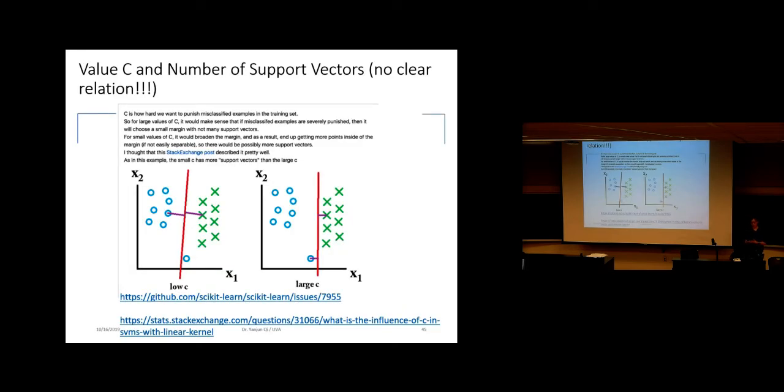Okay, so now the next question: is the C, which controls the balance of the error versus the margin size, related to the number of support vectors? But actually, no. Sometimes people feel like maybe the larger the C, the more support vectors, or the smaller the C, the fewer support vectors. Actually, no. There's no clear analytical relationship between C and the number of support vectors. So keep that in mind. And feel free to read this, which is totally extra.